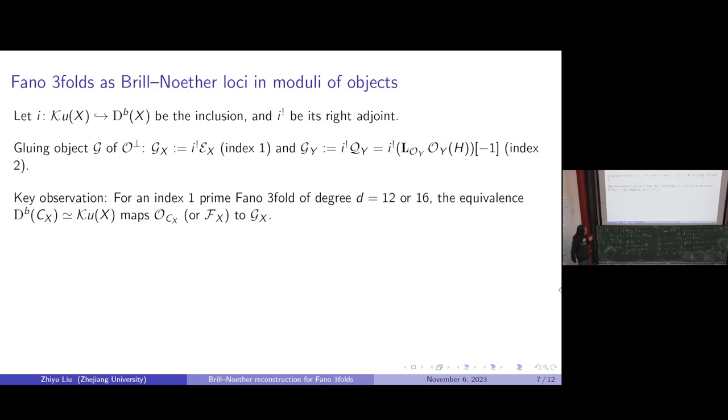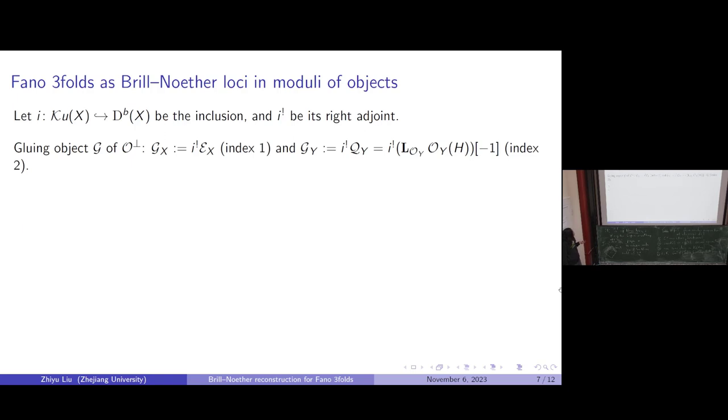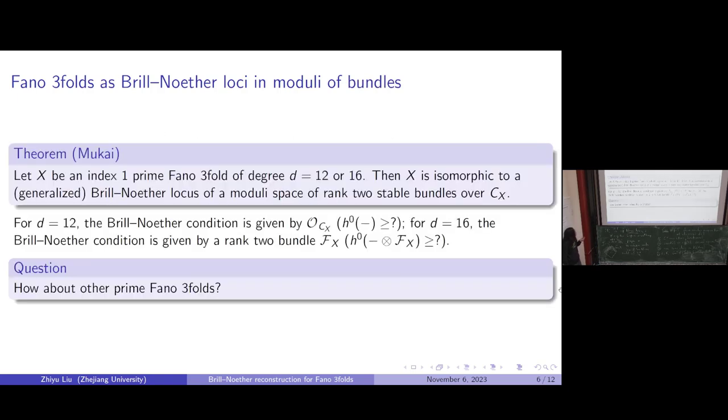Our key observation is that for the degree 12 and 16 cases, their Kuznetsov component is actually equivalent to the derived category of this curve C_X. And we observe that under this equivalence, the structure sheaf or this rank 2 bundle F_X will map to the projection object. So this means we can completely translate the theorem of Mukai into the language of the Kuznetsov component and Bridgeland stability, since the moduli space of stable bundles on a curve is exactly the moduli of Bridgeland stable objects in the derived category of the curve.